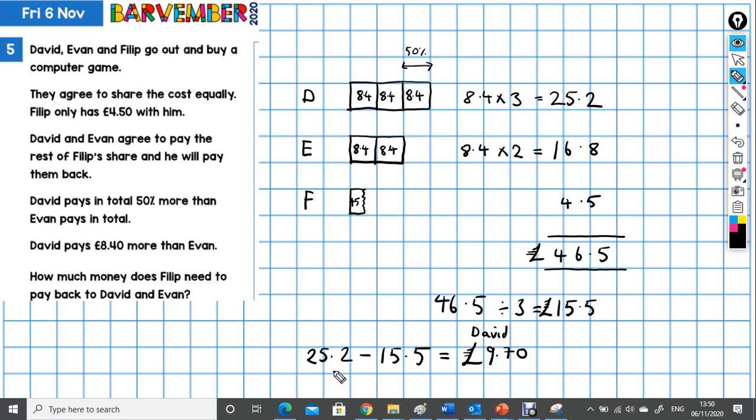And then we have 16.8 subtract 15.5, which gives us £1.30, and that's what he needs to pay back to Evan. Okay, and that's our answer.